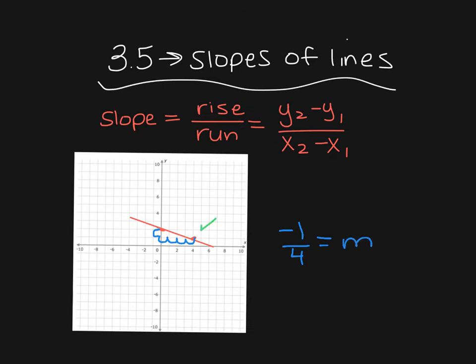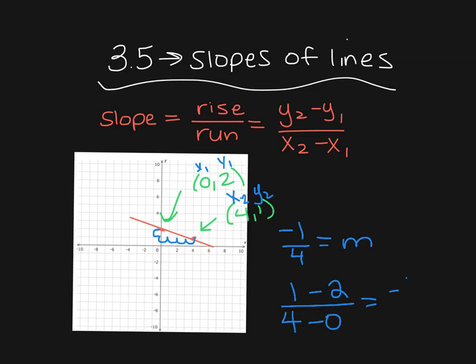Or you can identify these points, so this is 4, 1, and this is 0, 2, and plug them into the equation, which is y2 minus y1 over x2 minus x1. And it doesn't matter which ones you choose to be your x1s or your y1s, as long as within each set they are the same number. So I can do 1 minus 2 over 4 minus 0, and I'd get -1 over 4. So same answer.